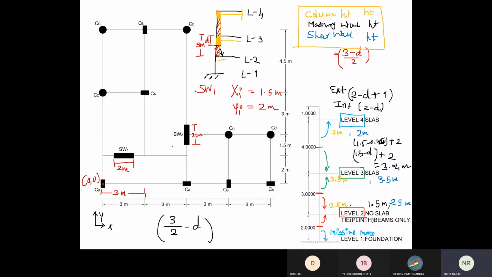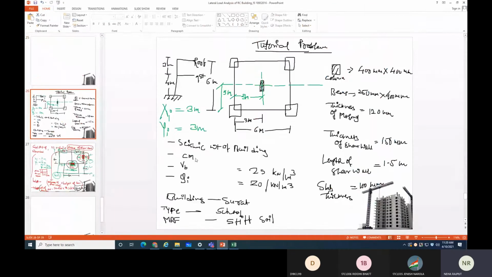Right. And for this SW2, what is the xi value? 6, and y is 3.5. Yes, for SW2, xi is 6 and yi is 3.5. Right. Riddhi, Janish? Yes ma'am. So the wall is provided at the CG only, and generally it is provided at the center of the beam, right? So this way you can calculate.